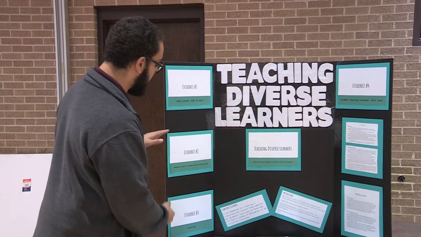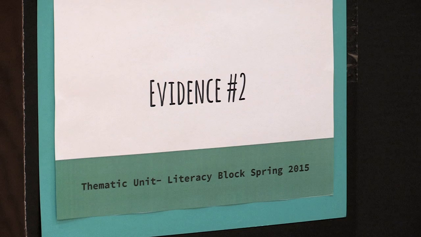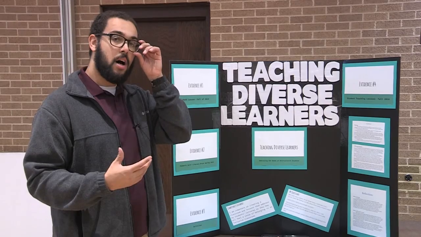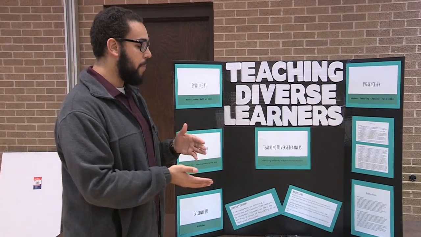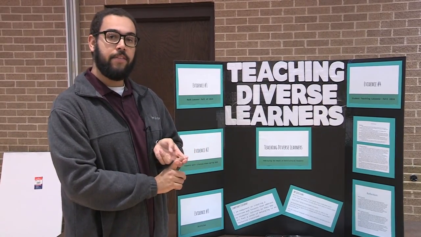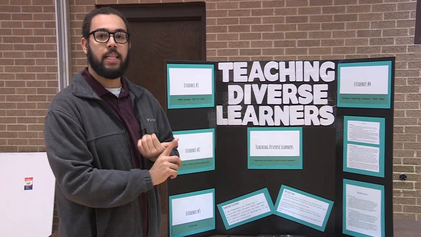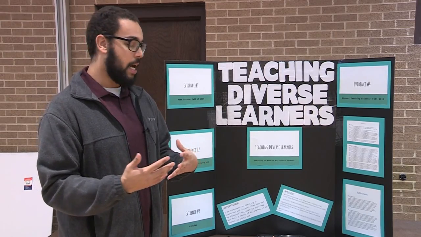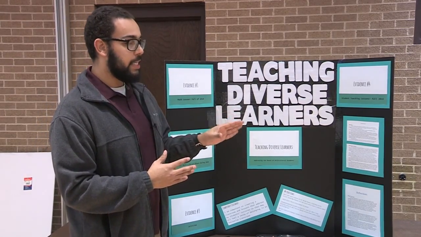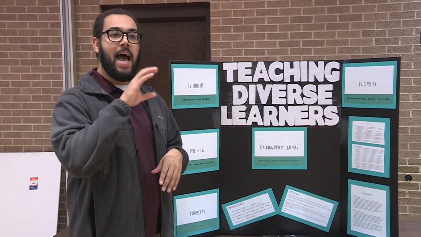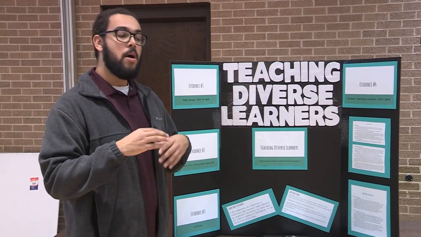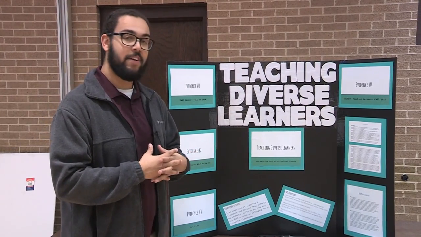My next example is a thematic unit from my literacy block, the spring of 2015. In our literacy block, we had to come up with a thematic unit where we talked about different literary strategies in another subject. So my thematic unit is about living and non-living things, as well as plant life and what a plant looks like. In the lesson, we had to come up with 6 different days worth of lesson plans, and each lesson had certain parts that you had to include, and part of the lesson was meeting the needs of diverse learners.